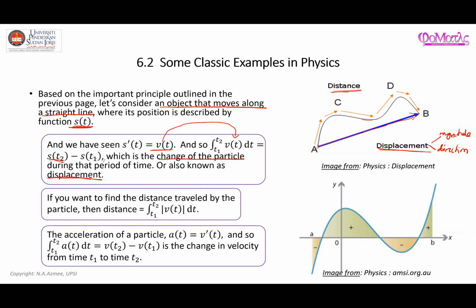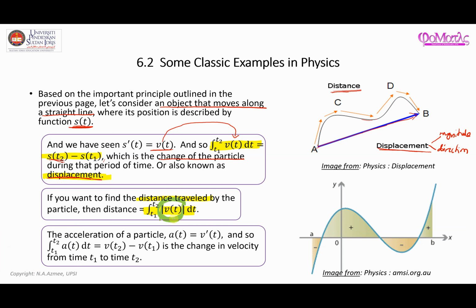Now, the formula that you have seen here is the formula that you can use if you are interested to find the displacement of the particle. On the other hand, if you want to find the distance traveled by the particle, then you can use this formula here. What is interesting about this formula is that you have to make sure the function given here is positive, and that's why we have this absolute value sign that you see here.